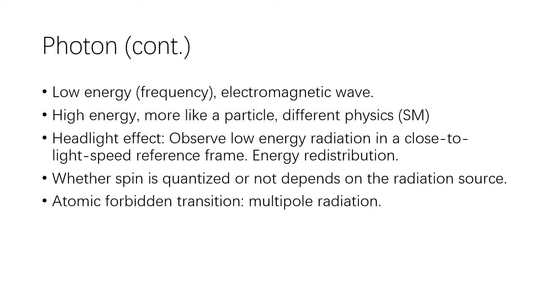Whether the spin of the photon is quantized or not depends on the radiation source or the global condition, such as resonance, between which atomic energy levels. For gamma ray, the spin is 1, and it behaves just like a localized particle.